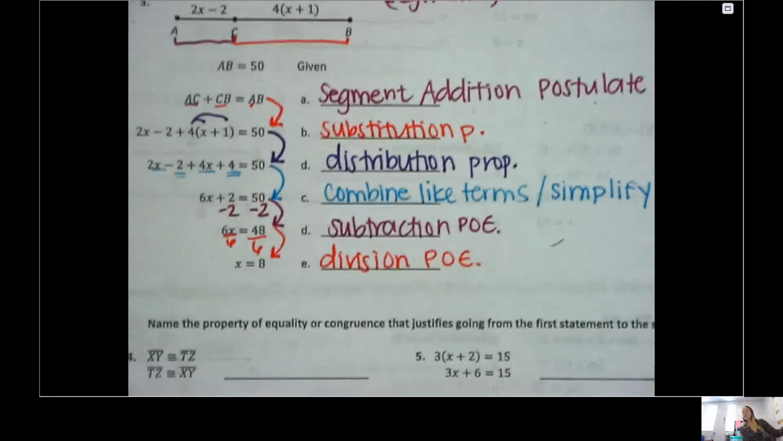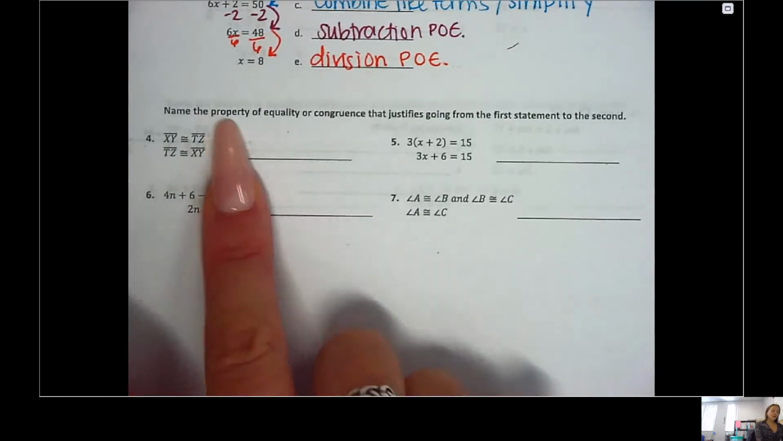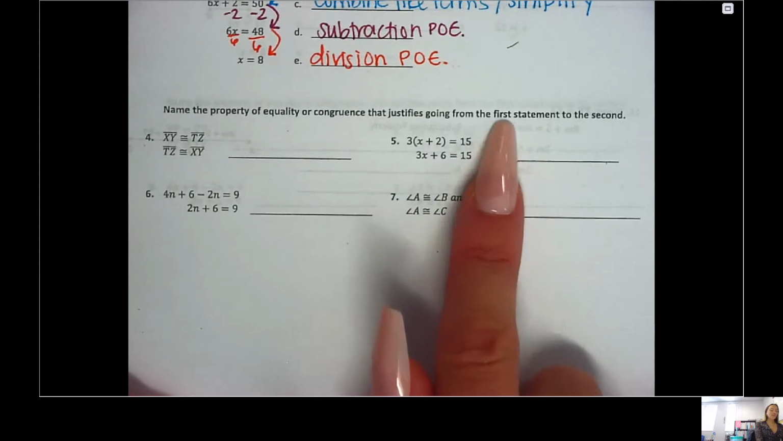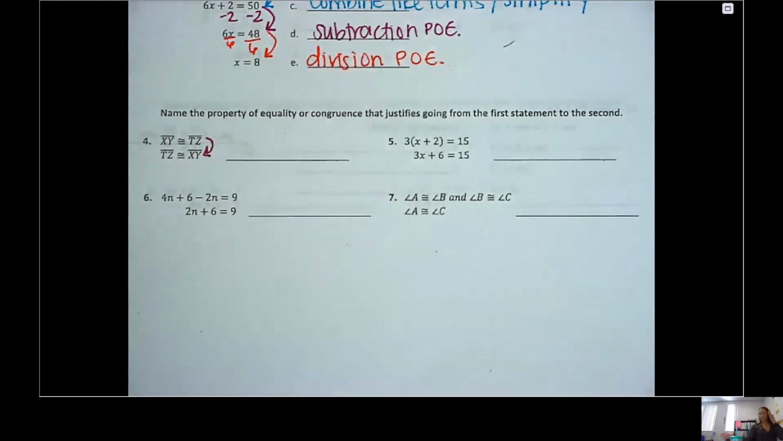Now, take a look at 4 through 7. For number 4 through 7, you are naming the property that justifies going from the first statement to the second. So I just want to know, what is the one step that gets you from the first statement to the second statement? That's all I'm looking for. Now, number 4 is a little different. What's different about number 4?